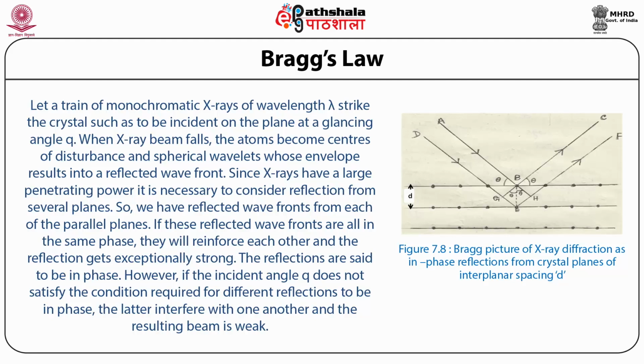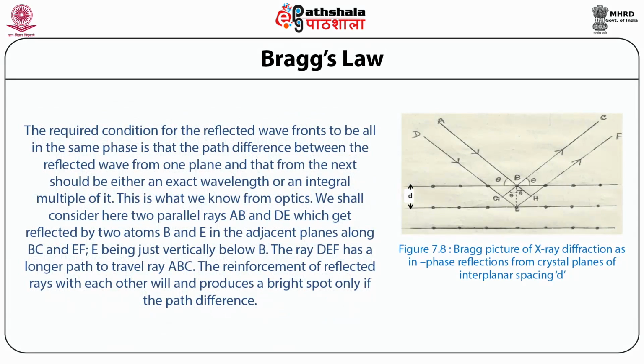However, if the incident angle theta does not satisfy the condition required for different reflections to be in phase, the latter interfere with one another and the resulting beam is weak. The required condition for the reflected wavefronts to be all in the same phase is that the path difference between the reflected wave from one plane and that from the next should be either an exact wavelength or an integral multiple of it. This is what we know from optics.